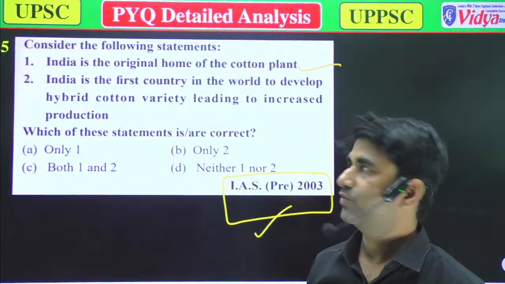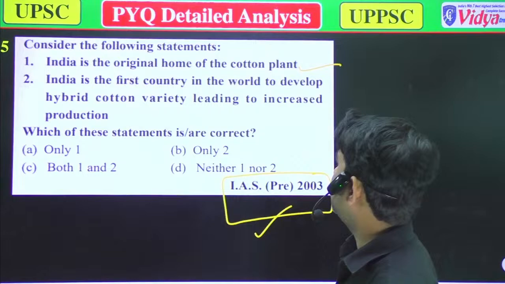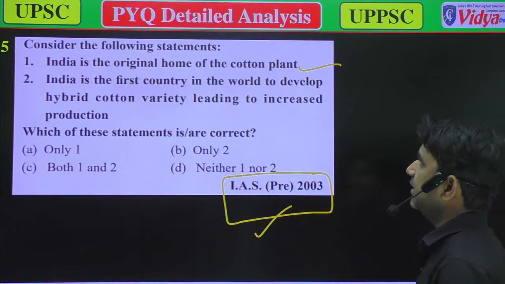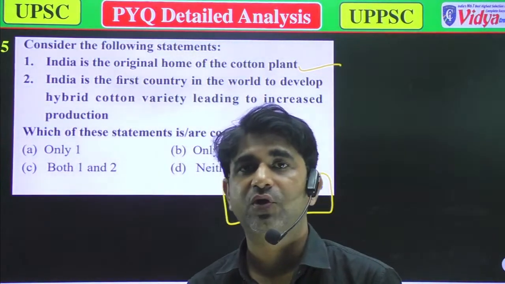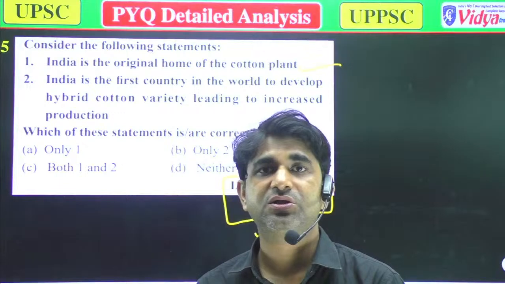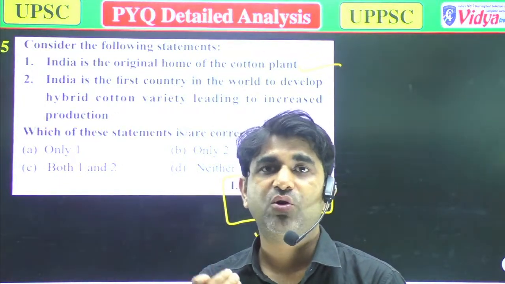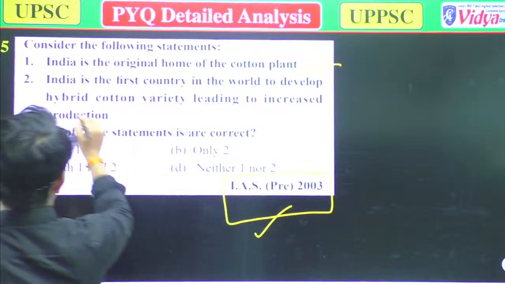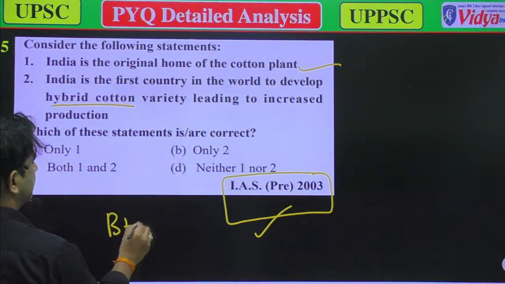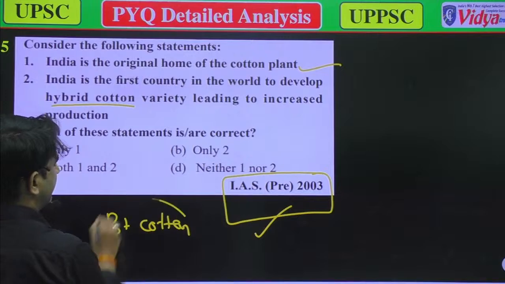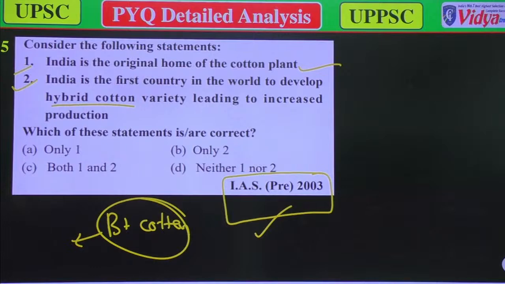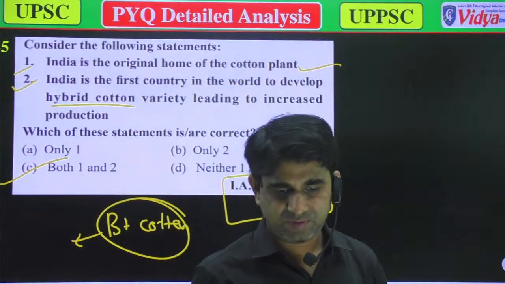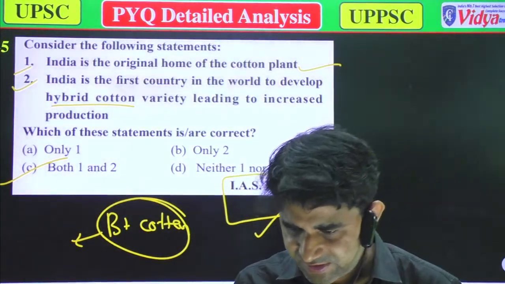Second, India is the first country in the world to develop a hybrid cotton variety, leading to increased production. Yeah, that's true, because in the whole world, India is the first country which has used BT cotton, which is one of the hybrid cottons. Both are correct, so option C is correct, because both statements are correct.